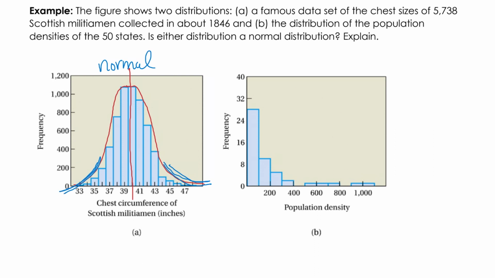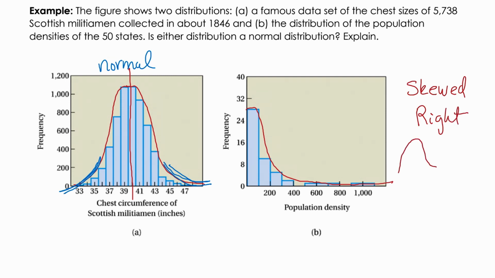Now, when I look at the second graph that has some data values for population density, if I connect the tops of all of those bars to see what that shape looks like, this is the graph of data that is skewed right. Because it has that shape where most of the data lies to the left, and then it has some values to the right that cause that line to be pulled, and it looks like it has an arrow pointing to the right.